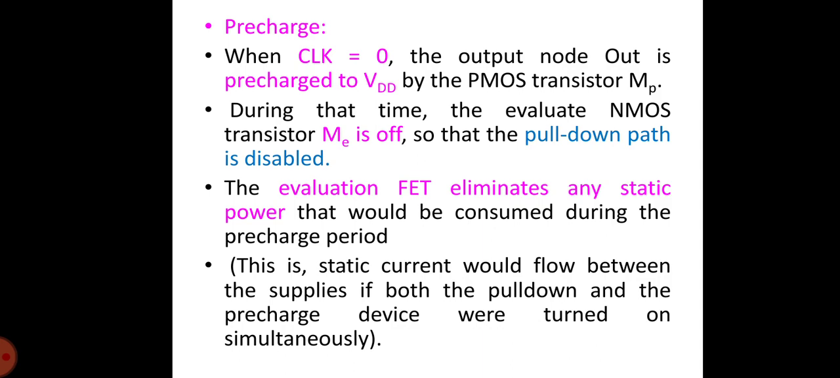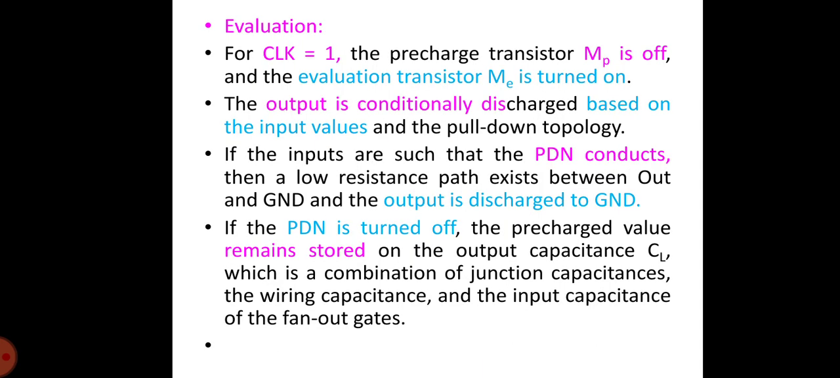The evaluation transistor eliminates any static power that would be consumed during the pre-charge period. This static current would flow between the supplies if both the pull-down and pre-charge devices were turned on simultaneously. In the evaluation period, the clock is equal to 1, the pre-charge transistor MP is off and the evaluation transistor ME is turned on. The output is conditionally discharged based on the input values and the pull-down topology.